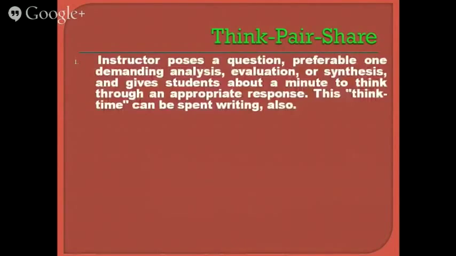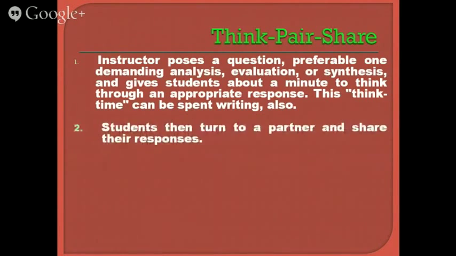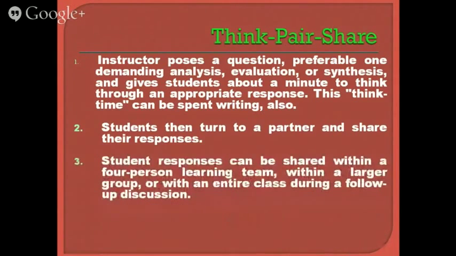This type of method is called think, pair, share. You see, the instructor poses a question, preferably one demanding any type of situation, right? Give the time to think. मैंने क्या किया? Brainstorming का question पूछा आपसे. I gave you 1 minute to think. No discussion with others. Then I ask you to turn to the partner and again discuss. Then the student responds. Now I ask you to discuss with me.